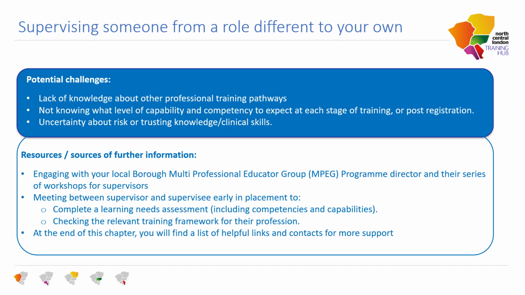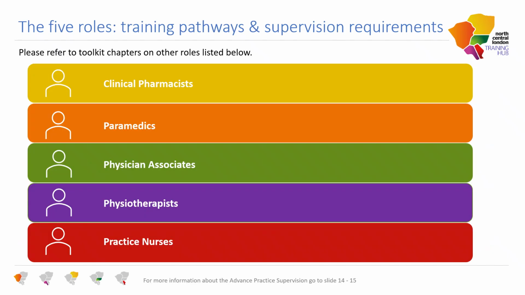Arranging a meeting between supervisor and supervisee early in placement can help identify learning needs, which should include competencies and capabilities. There are also frameworks for each profession, which include more detail on what to expect of the supervisee at different stages of training and post-registration. For the rest of this chapter, we will summarise for each role the training pathways, supervision requirements, and where to find further information.